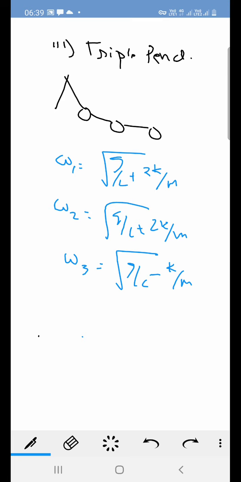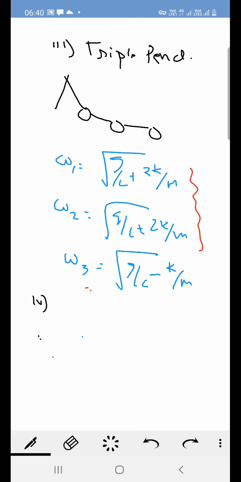As you can see, the first two are equal. So it effectively has 2 identical frequencies. So there are 2 modes of oscillations. One is omega, G by L plus 2k by m, and another one is G by L minus k by m. So this is one of the cases. And now some of the practical cases.